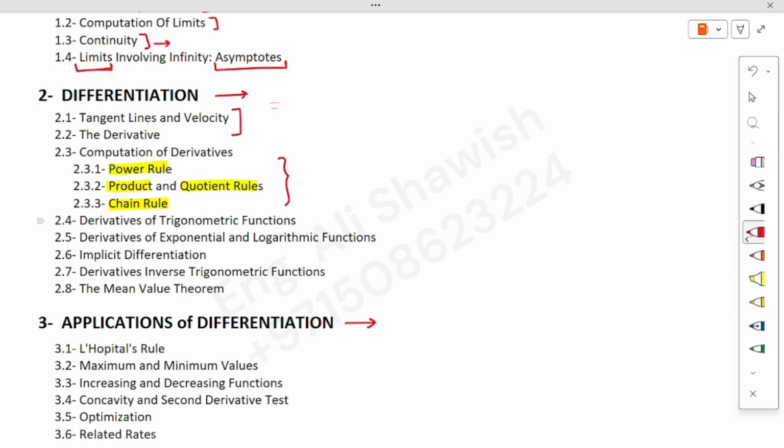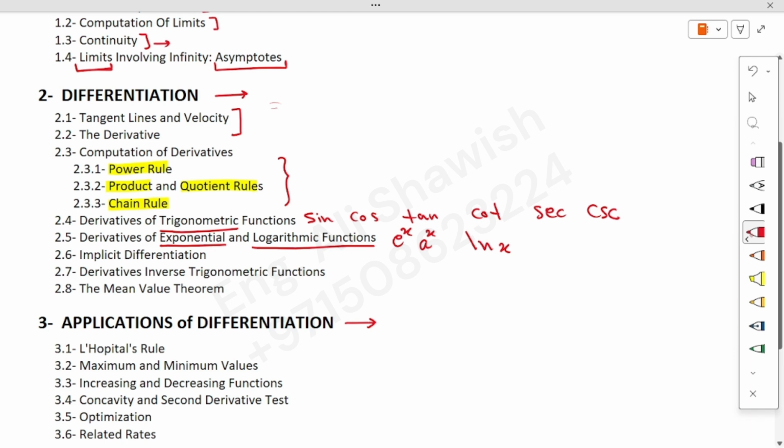Then we will find the derivative for different functions. For example, trigonometric functions, which are sine, cosine, tangent, cotangent, secant, and cosecant. Six trigonometric functions. Then we will find the derivative for the exponential function, which is e to the power x, or a constant a to the power x. These are the exponential functions. And logarithmic functions, which is the ln function. This is the logarithmic function that we will find the derivative for.